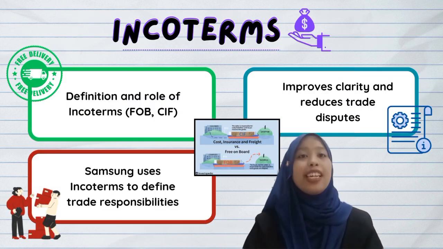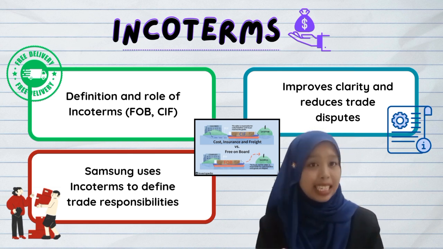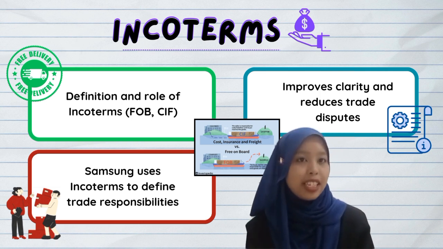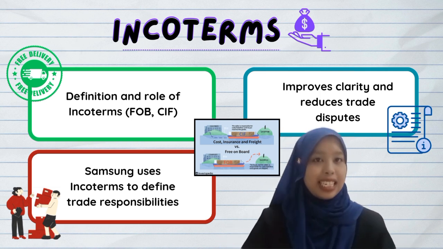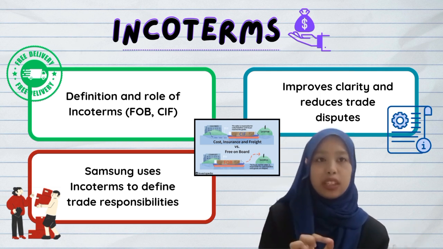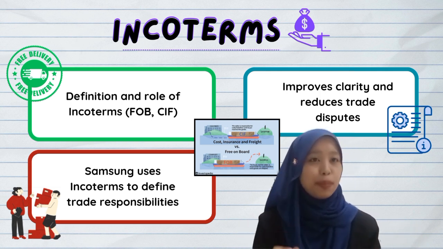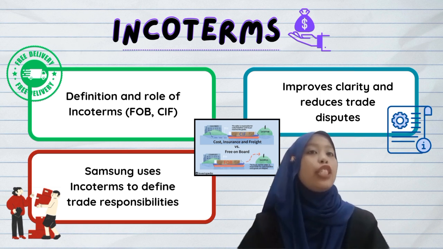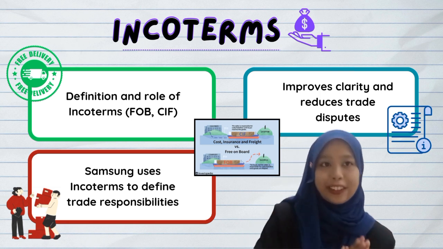Samsung also uses Incoterms to define responsibilities in global trade contracts. These terms clarify who pays for shipments, insurance, and handles risk during transportation. For example, FOB and CIF are common Incoterms used. This reduces the chance of misunderstanding and disputes between Samsung and its international partners. It also ensures that logistics and responsibilities are clearly understood and executed.